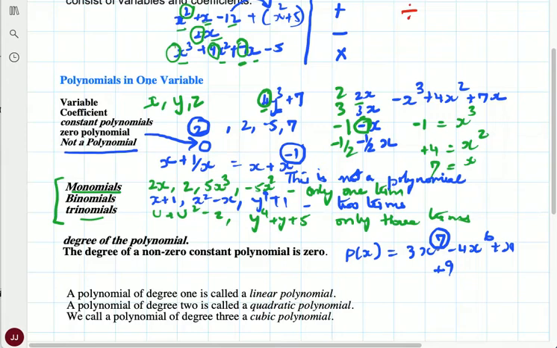The degree of a non-zero constant polynomial is 0. If you take a non-zero constant, with only one constant term, then the degree is 0.